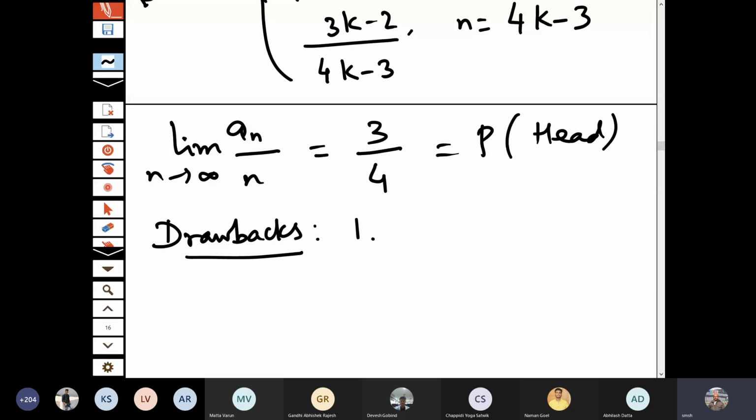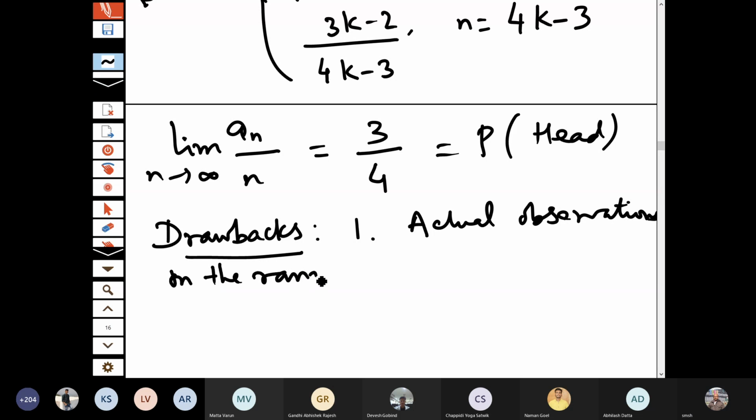For example, you can look at the framing of a new law. They will say, okay, we took the opinion of a large number of people, this is the ratio who prefer, so we give this law. But then they might not have done the sampling correctly, and the data may not actually be correct. So, one drawback is that the actual observations on the random experiment may not be available.